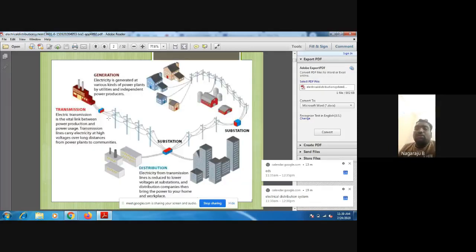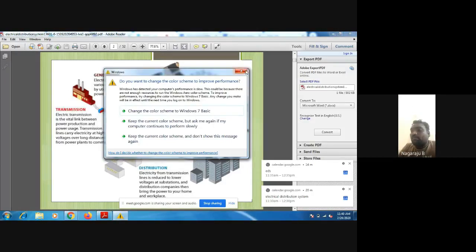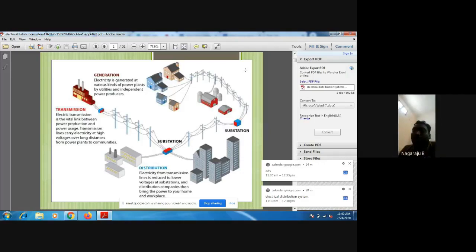Coming to the next, so you know about the generation system. Here the generation system is there. Electricity is generated at various kinds of power plants like thermal, hydel, coal, renewable, like conventional energy sources or non-conventional energy sources. By using different power plants, you can generate the power, and after the generation part, we can transmit that. See here, these are the transmission lines. We have the generating plant here and we have the transmission. From here we are going to have some transmission lines.